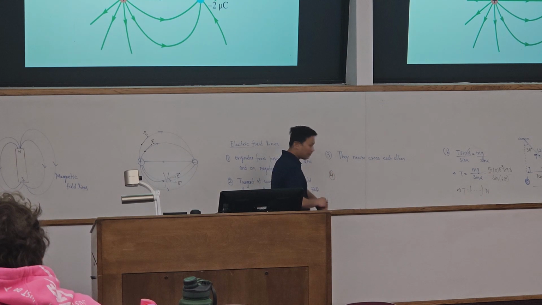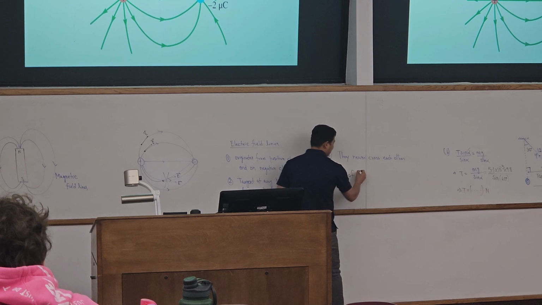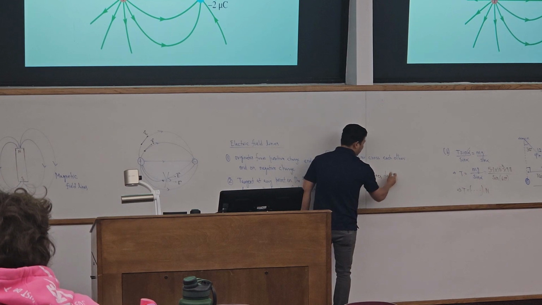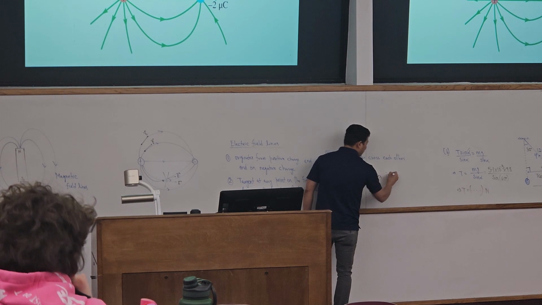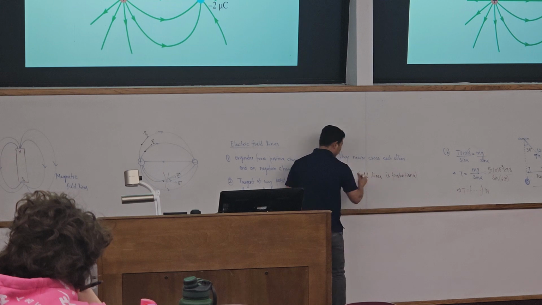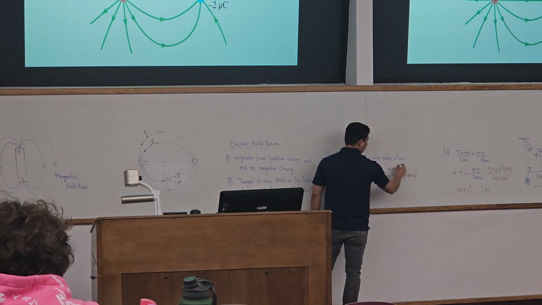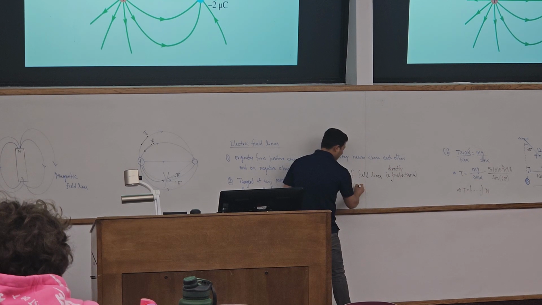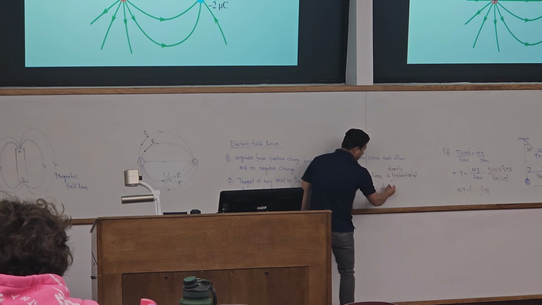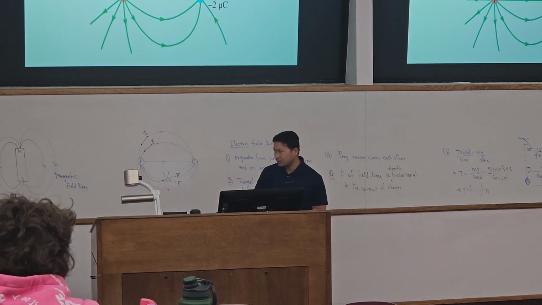Okay, number 4. I'm going to finish now. Number 4: the number of lines is directly proportional to the amount of charge, the charge value. If the magnitude of the charge is more, it will produce more lines.